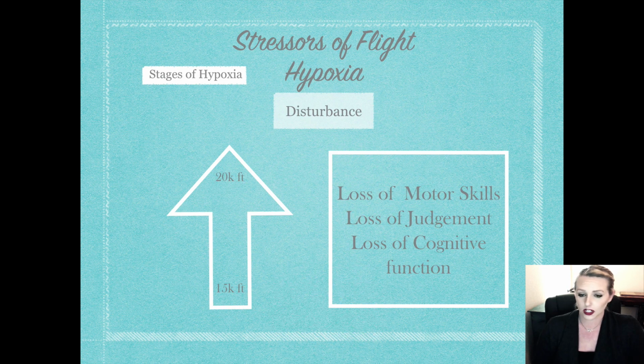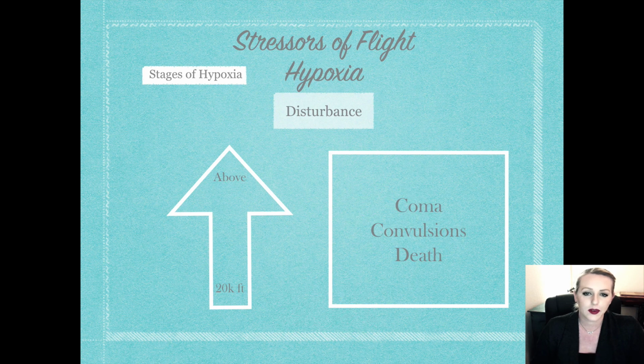Then you go into your disturbance stage. This is a complete loss of those motor skills, a complete loss of judgment, complete loss of cognitive function. You're just kind of there. This is between 15,000 and 20,000 feet without oxygen. And then, of course, as your critical stage, we've got coma, convulsions, and death. This is 20,000 feet and above with no oxygen.